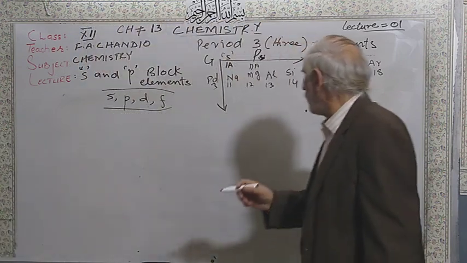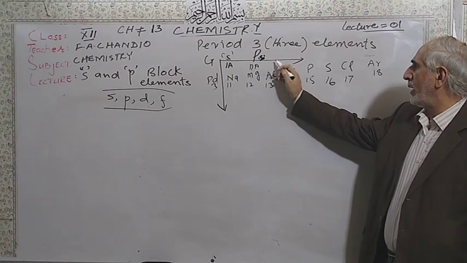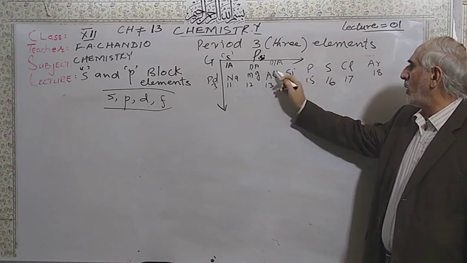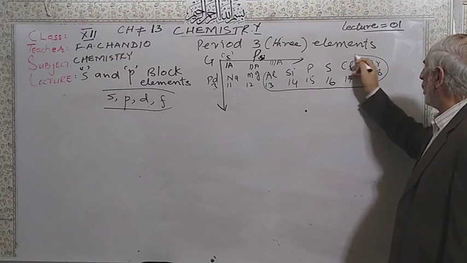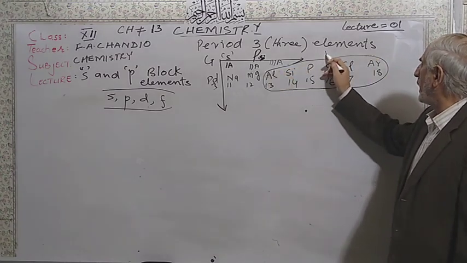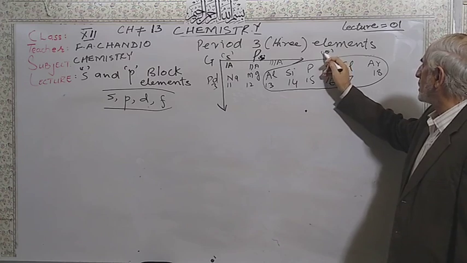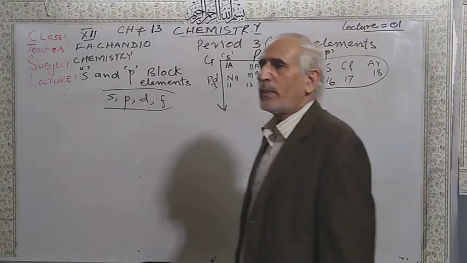I will give you the reason why. Starting from aluminium, group number 3A, these are P block elements. From aluminium to argon, they are present in the P series, P block elements.